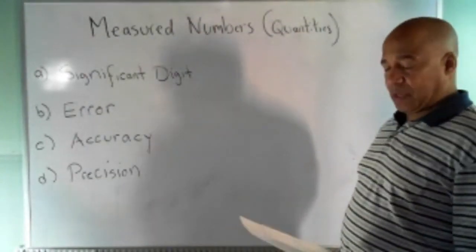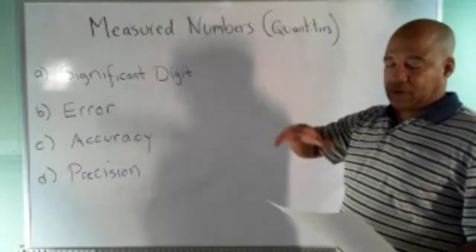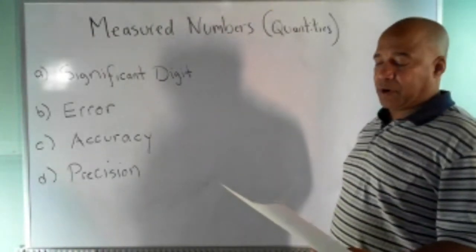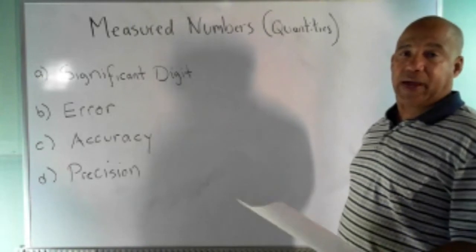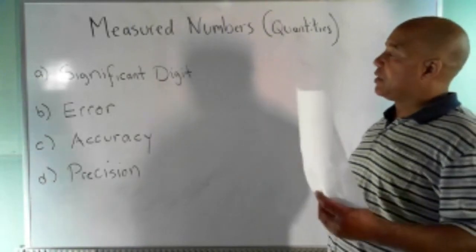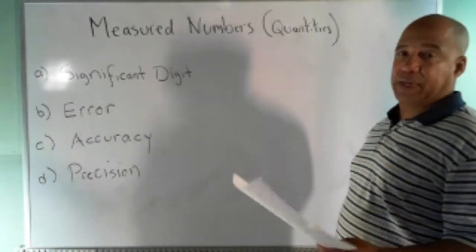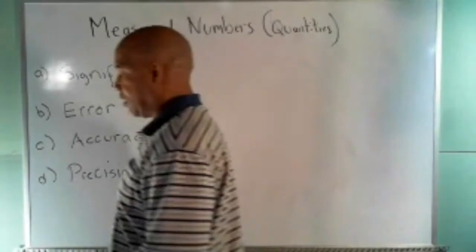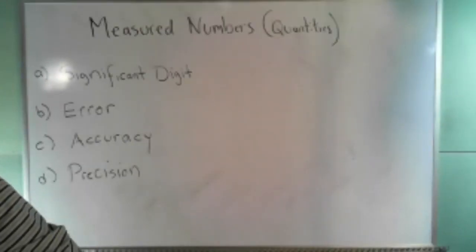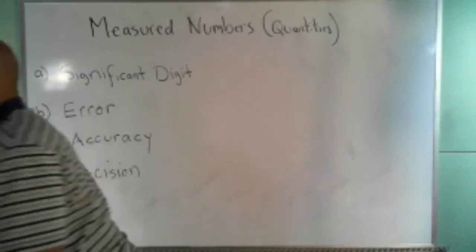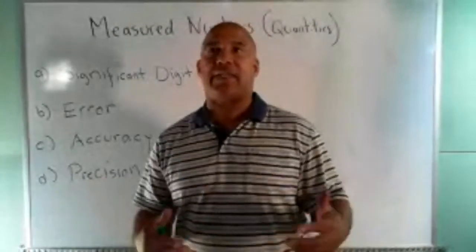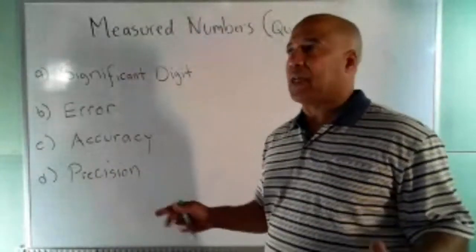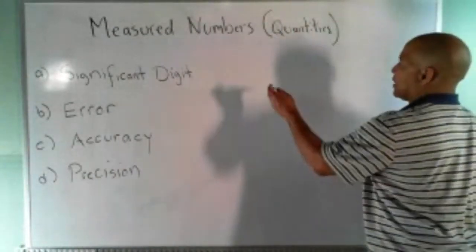So a significant digit for us is the number of a measurement known to be correct. What does that mean, the number of a measurement known to be correct? Well, let's say I'm going to measure some quantity, a mass, a time, whatever the quantity is. Let's say I want to measure the length of this line.